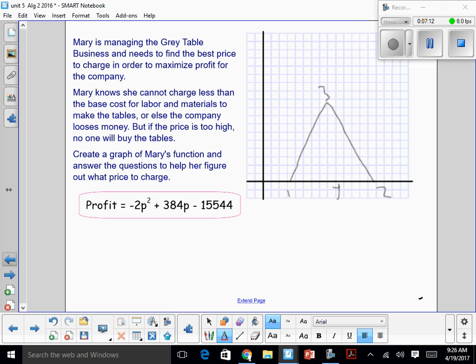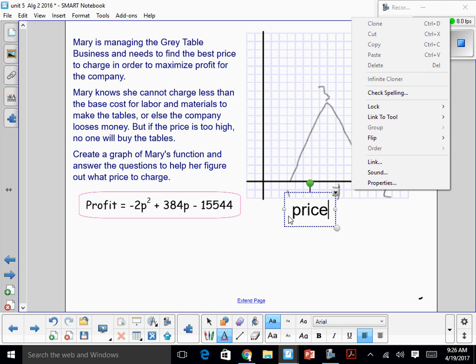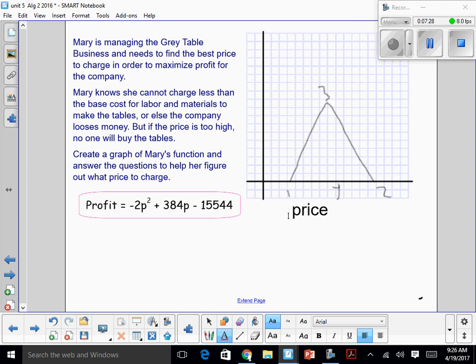In other words, to turn this into a real world thing, price is what this line represents. How much is she charging? The profit is going to go along that line up there. Depending on how much she charges, that's how much money she's going to make.